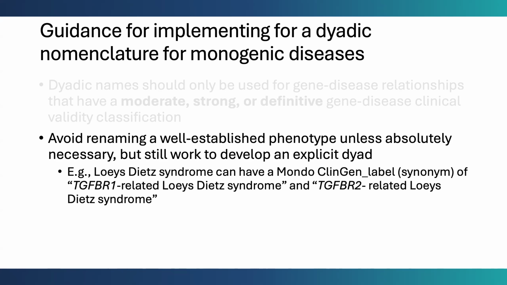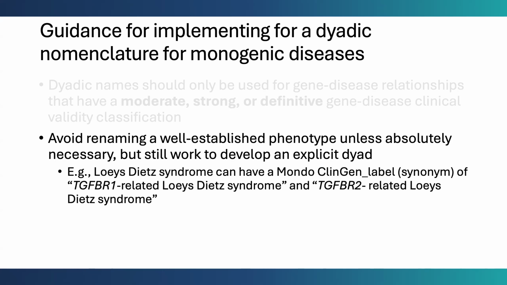And if it is necessary, that is typically to clarify things that are confusing in the literature. It could be because there is just an effort within the clinical community and the patient community to update names. But when you have other curations that have well-established names, and you can see the example here, you still can end up creating an explicit dyad in a ClinGen label.